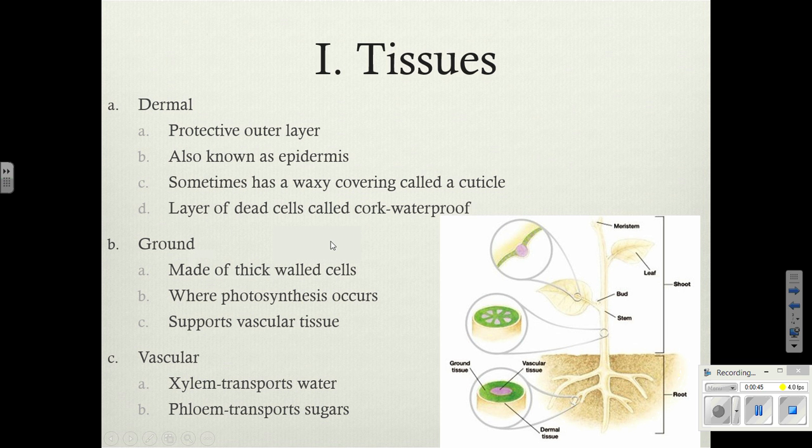Another type of tissue is called ground tissue. This is when we have a lot of thick-walled cells. This is usually where your photosynthesis is going to occur, and it's just there to be supportive to the vascular tissue that's moving through the center of the plant. It's also going to support that outer dermal layer as well. And then the vascular tissue is the xylem and the phloem. And so the xylem, again, remember, carries water, and the phloem is going to be transporting sugar for us.